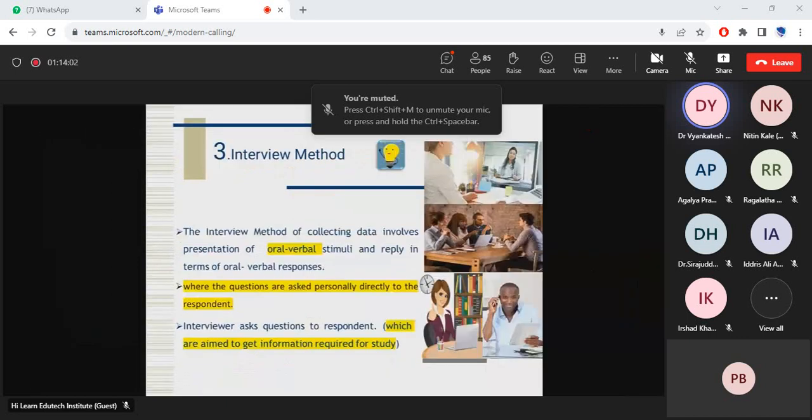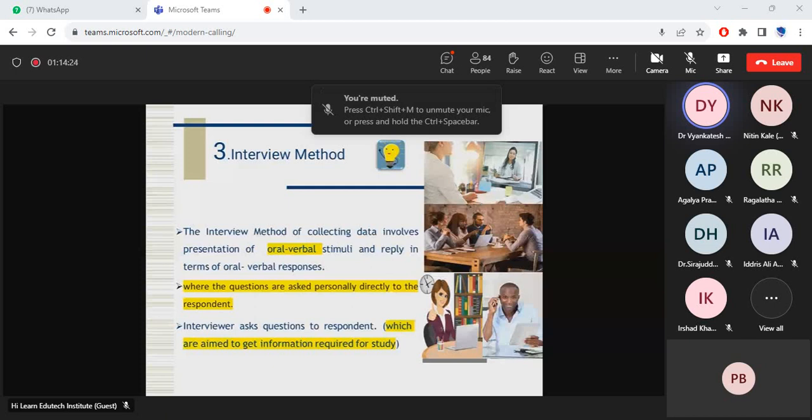Interview is one of the methods of survey. Like that, this is what we are going to focus on. The interview method of collecting data involves the presentation of verbal stimuli and oral verbal responses, where the questions are asked personally and directly to the respondent, and the interviewer asks questions aimed at getting the information required for the study.